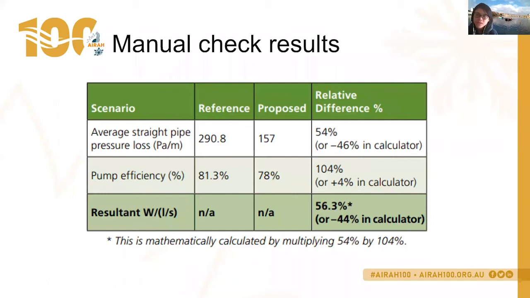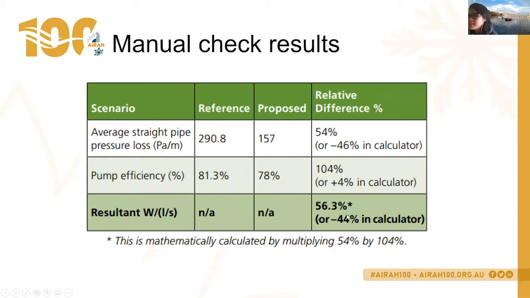So what we can do is do a manual check of the results that we saw from the pump calculator just before. So again, we're looking at comparing the reference system versus the proposed system. In the reference system, just by taking the values from the pump calculator spreadsheet, we can see that the reference should be 290.8 pascals per meter, but my proposed system is 157. My pump efficiency that I should meet is 81.3%, but my proposed pump is only 78%. And now we need to do the calculations.